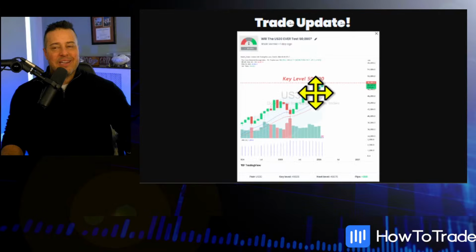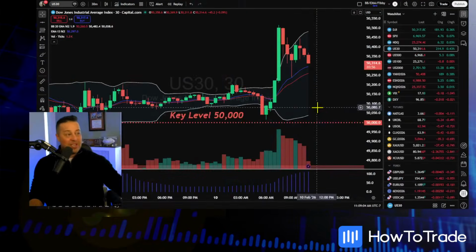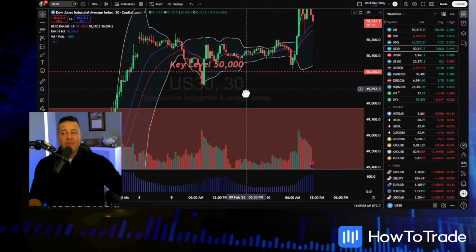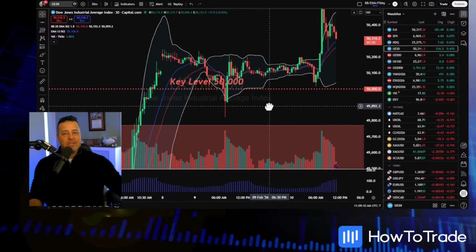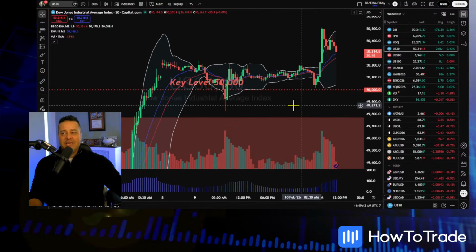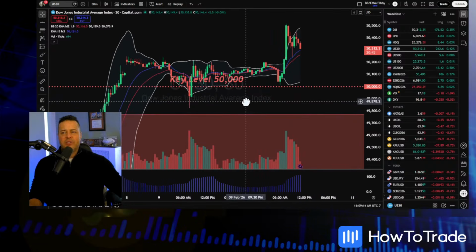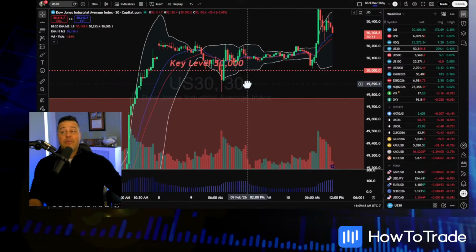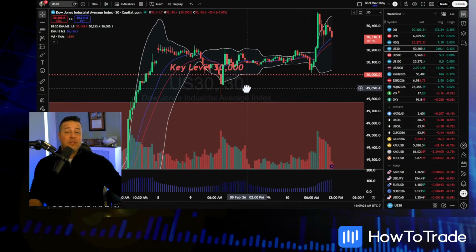This one's interesting here. The U.S. 30 has broken above 50,000. When I look at something like this on a market call, we had a trade idea here. It was an absolute failure, and one of the things that we don't do is run from losers. A lot of people online are going to say, here's my trade idea, and then they get a loser and run from it. I'm not going to do that. I'm going to try to figure out why this level didn't work.